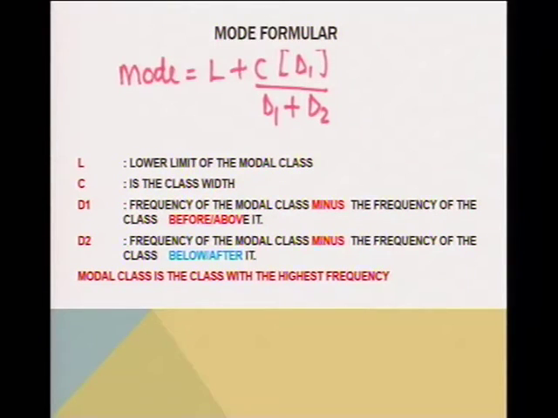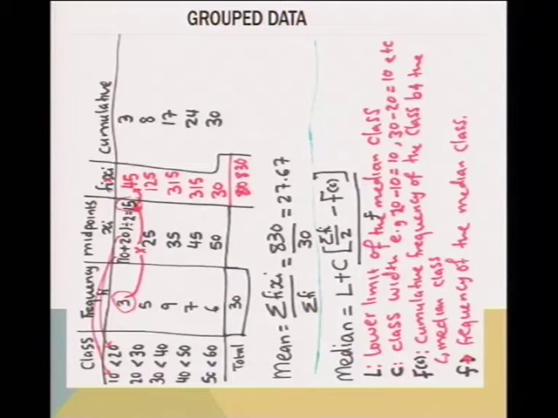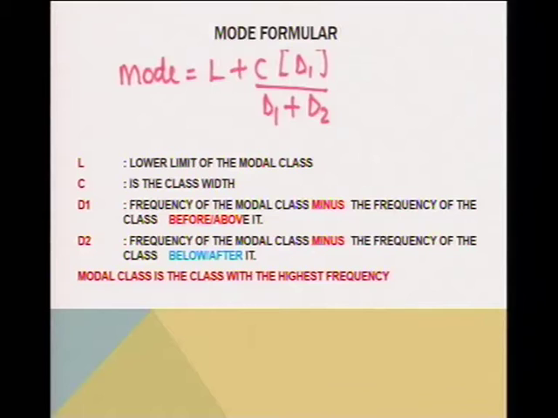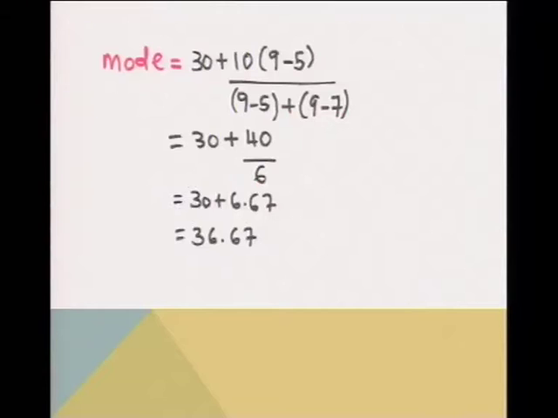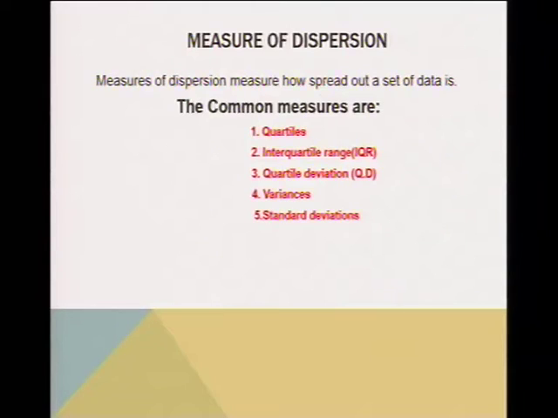And then you can start substituting. The class with the highest frequency is what? Our highest frequency is 9. So our modal class is 30 to less than 40. So our L will be 30. Our C, the class width, is 10. D1 is the frequency of the modal class minus the frequency of the class before or above. The frequency of the modal class is 9. The frequency of the class above is 5. And then D2 is the frequency of the modal class minus the frequency of the class below. So the one below is what? 7. So substitute everything in the formula and then you get your answer.